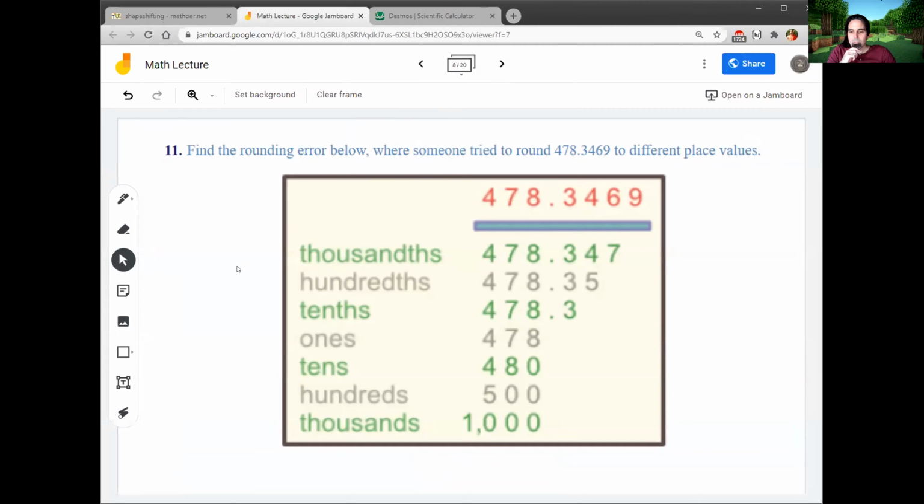Anyway, where is the mistake in this problem? They didn't round the tenths. Let's see, tenths. So going to tenths, they picked the tenths. They got rid of a 4, 6, 9. 4 doesn't change the 3. No, I think the tenths is okay.